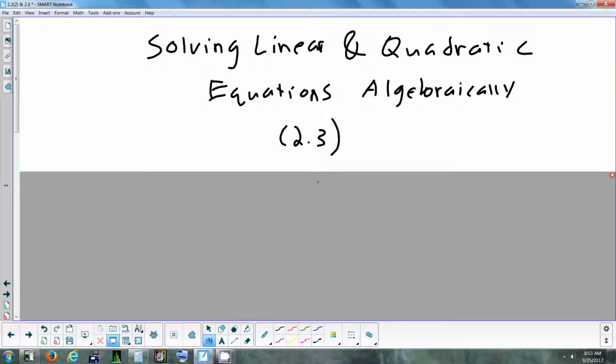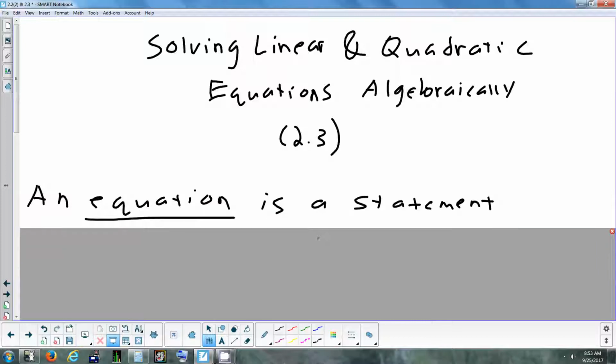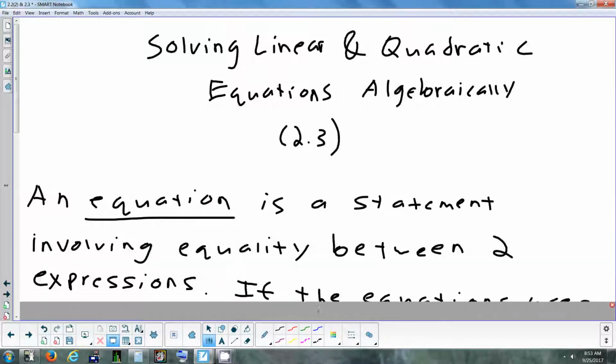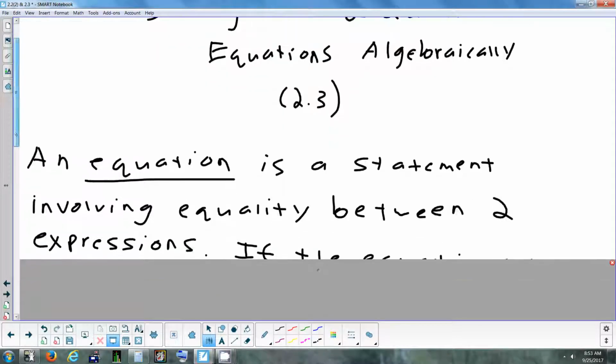All right, so we're going to look at solving equations, specifically linear and quadratic, algebraically. Okay, so we're not going to really do a ton with the graphing calculator from this point on in this section. All right, so first of all, an equation, and I think we might have mentioned this already in chapter 1. It's basically any statement that has an equal sign, and you have an expression on the left and an expression on the right.